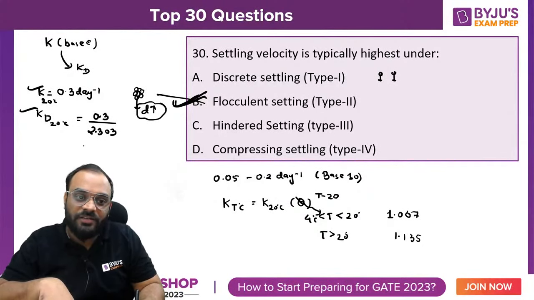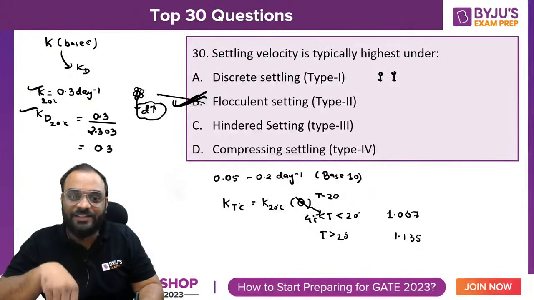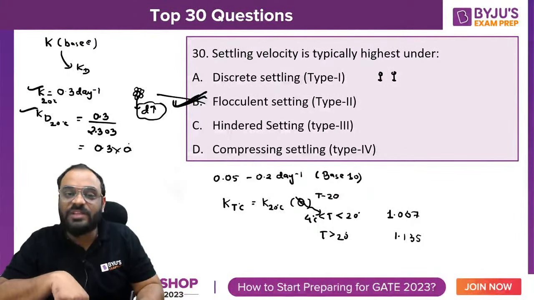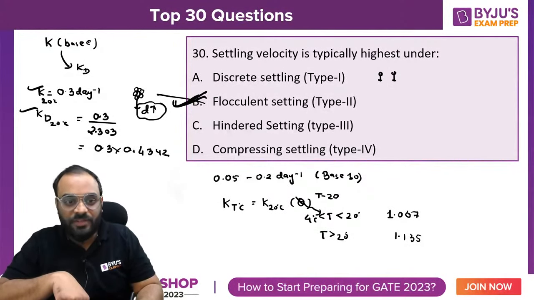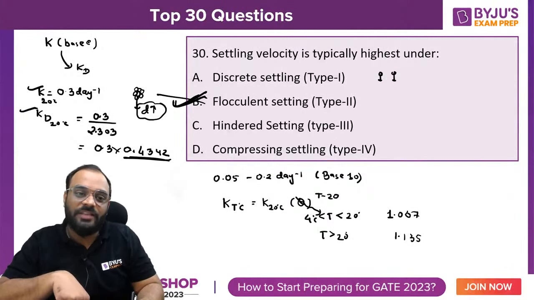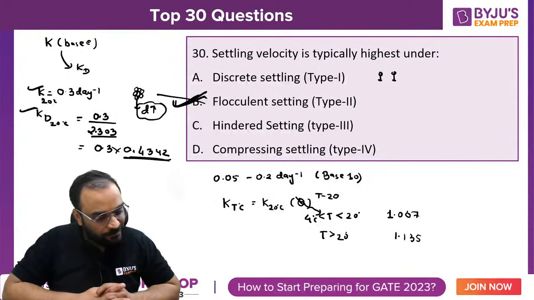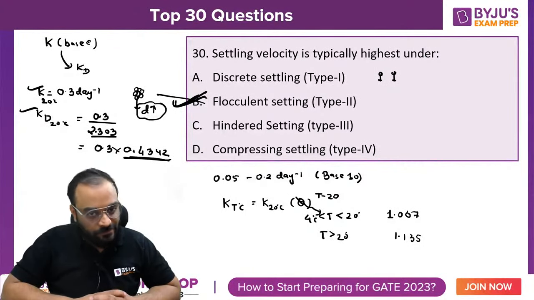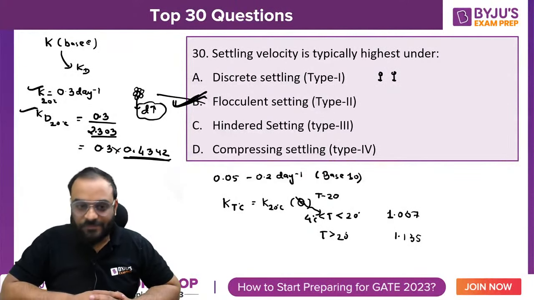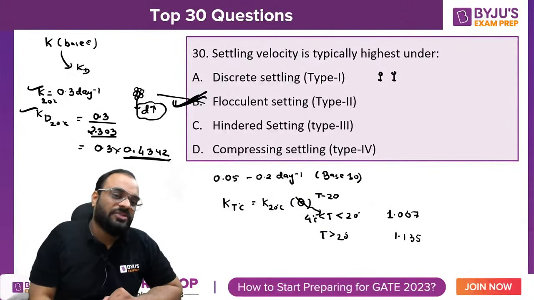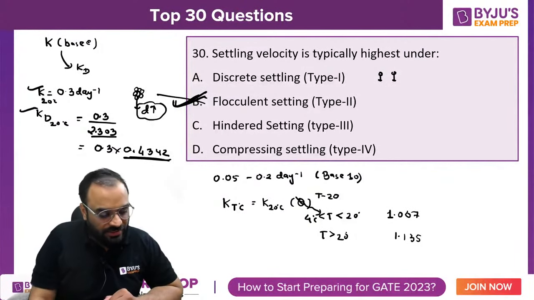Now if you divide it, what you get is exactly 0.3 into this factor, which is nothing but 1 by 2.303. This factor you are calling 0.4342 is just 1 divided by 2.303 and nothing else. That's it. Now it is clear. That is a conversion factor which you can use. Just use 1 by 2.303 so that you can understand it.